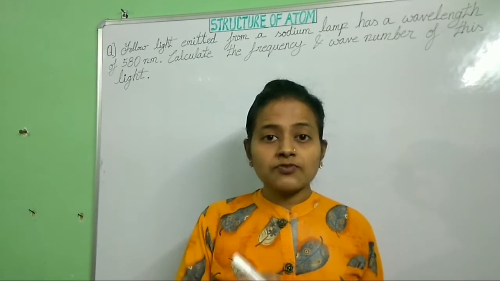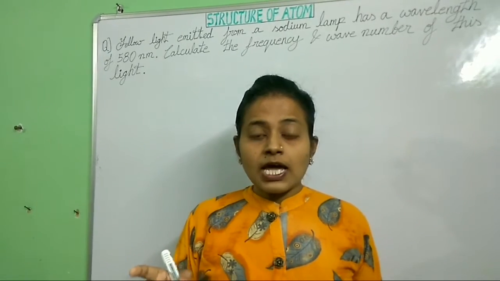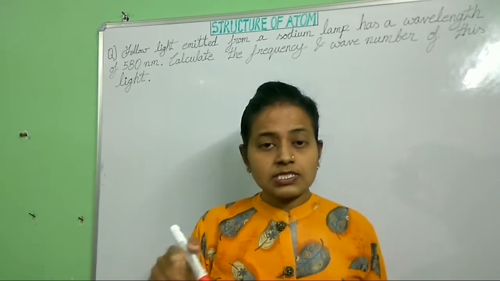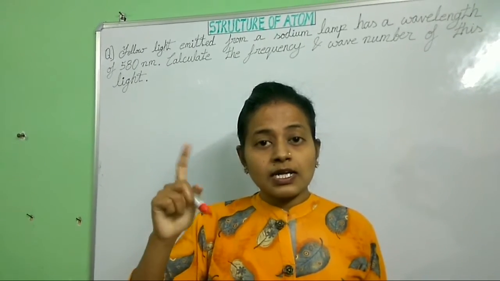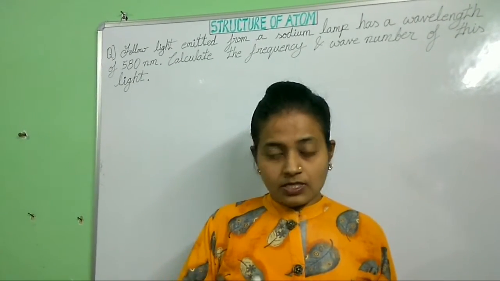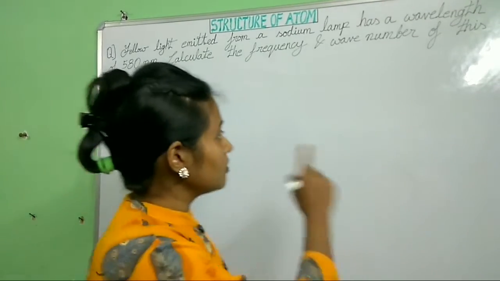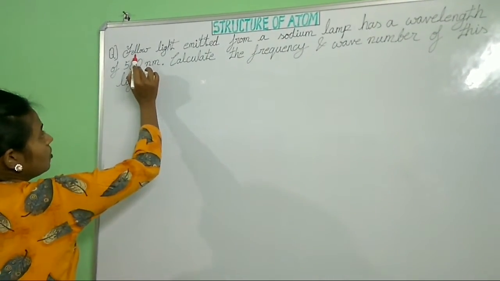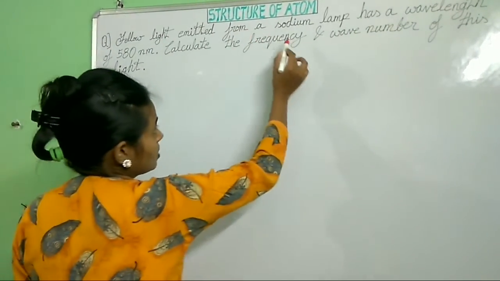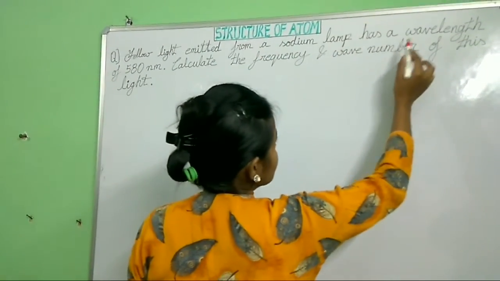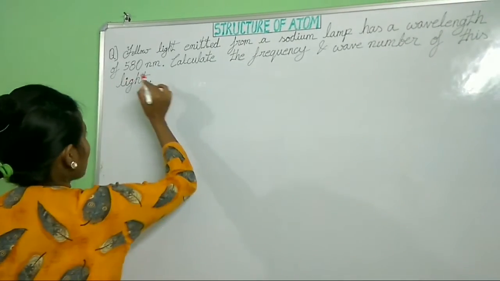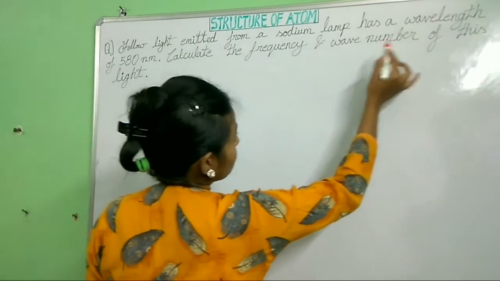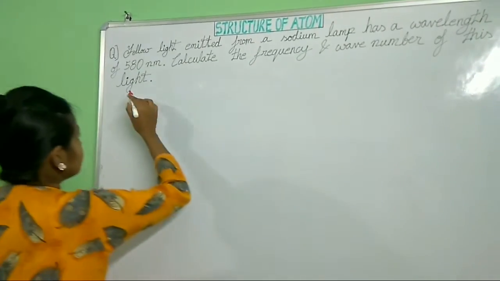Third, what is wave number? Wave number is the number of wavelengths per centimeter. Means wave number is the inverse of wavelength. Okay. Now let's see the given question. Here it is saying yellow light emitted from a sodium lamp has a wavelength of 580 nanometer. Calculate the frequency and wave number of this light.